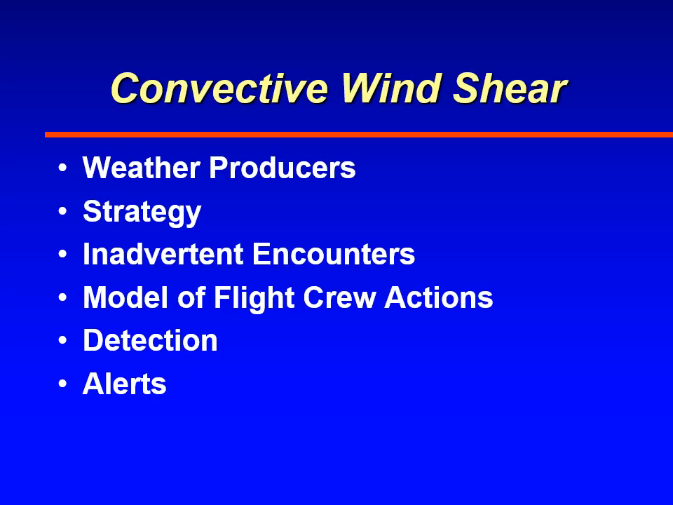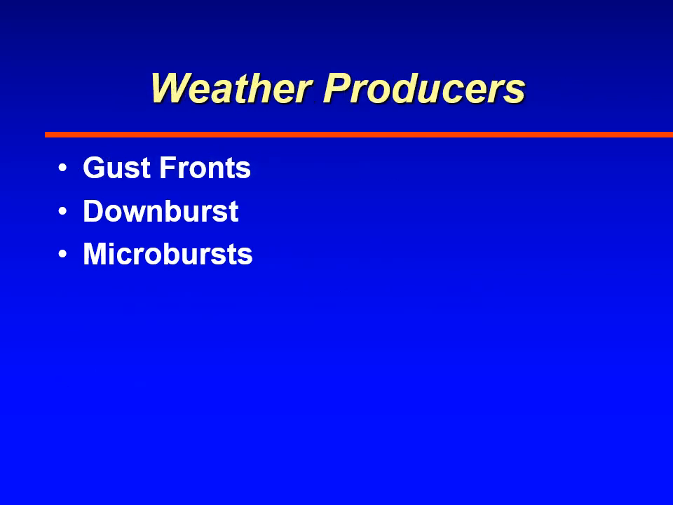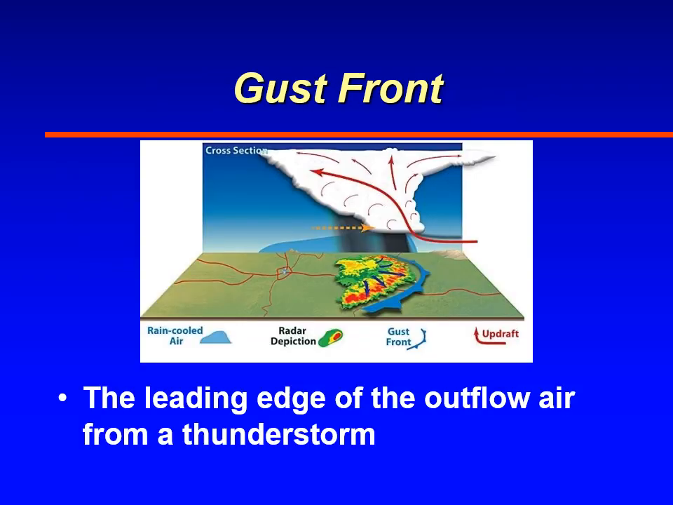Here are the topics that we'll discuss under convective wind shear. In this video, we'll start out with weather producers. The most common causes of convective wind shear are gust fronts, downbursts, and microbursts.